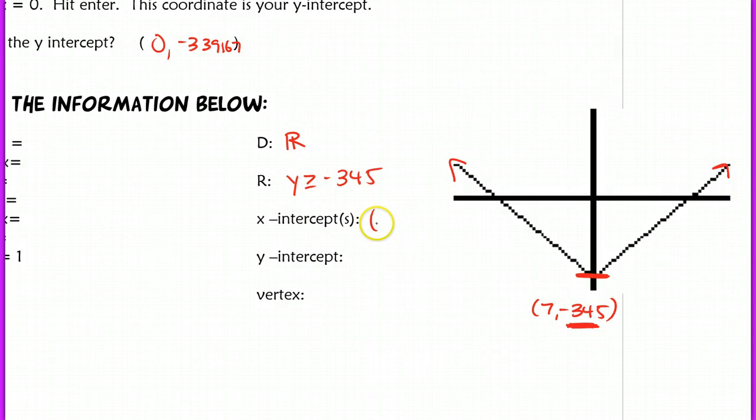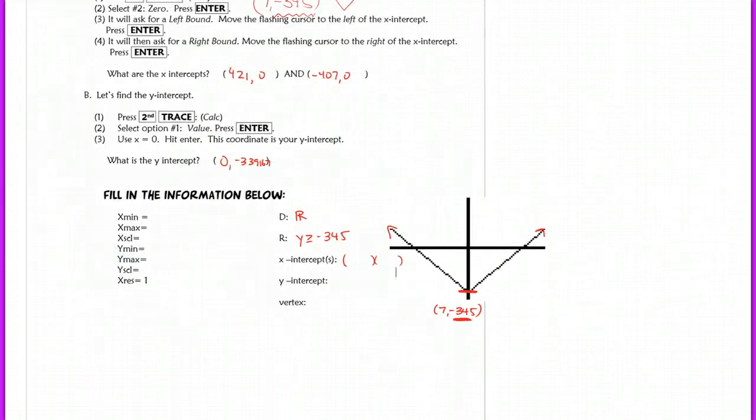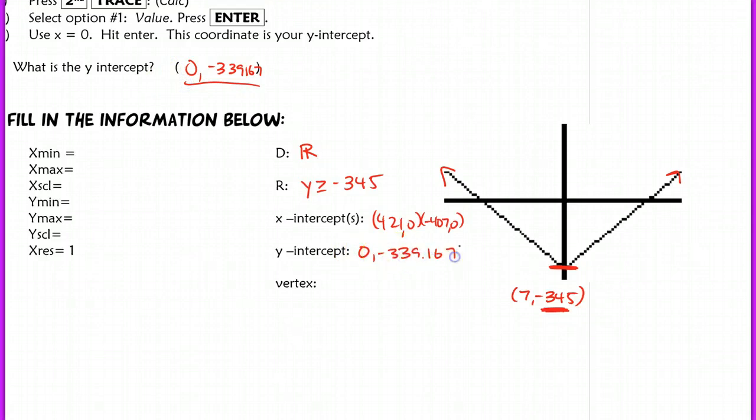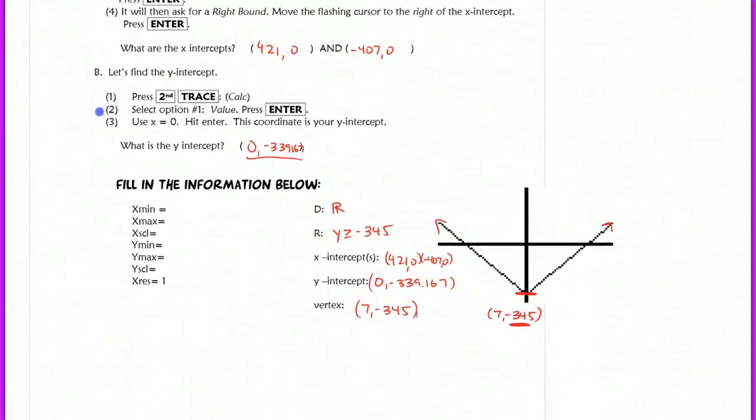The x-intercepts we already solved for. I believe it was like 421, 0, and negative 407, 0. And the y-intercept, the last thing we just found, 0, negative 339.167. Our vertex, you know that too, just from looking at the absolute value function. Okay? Alright, that's basically all you're doing.